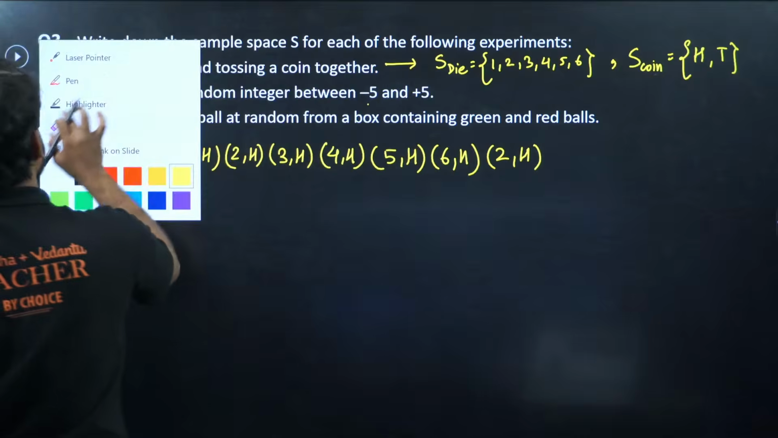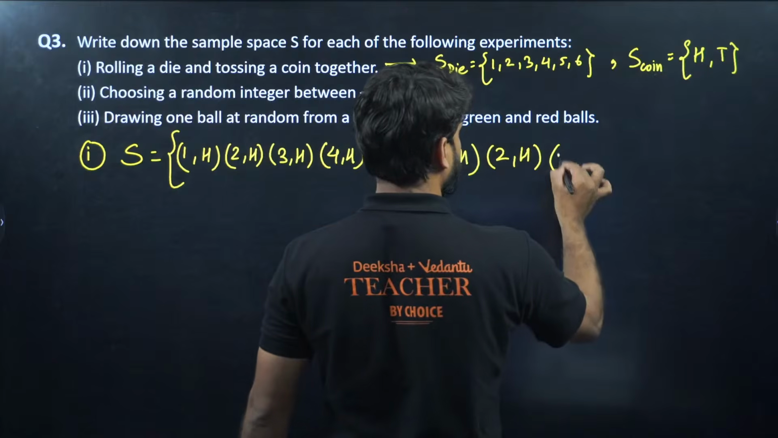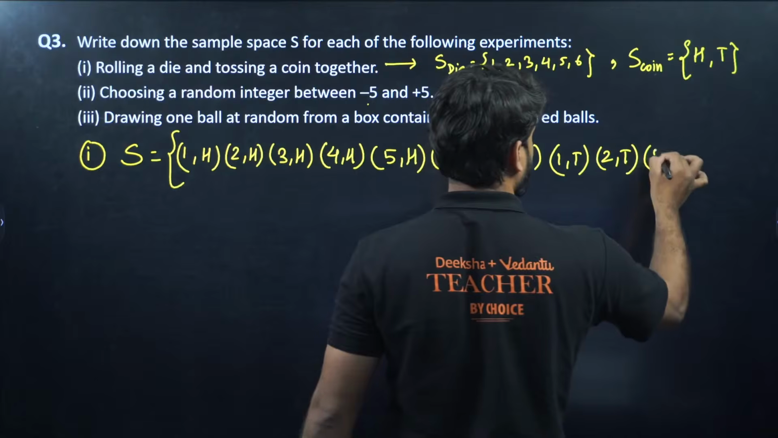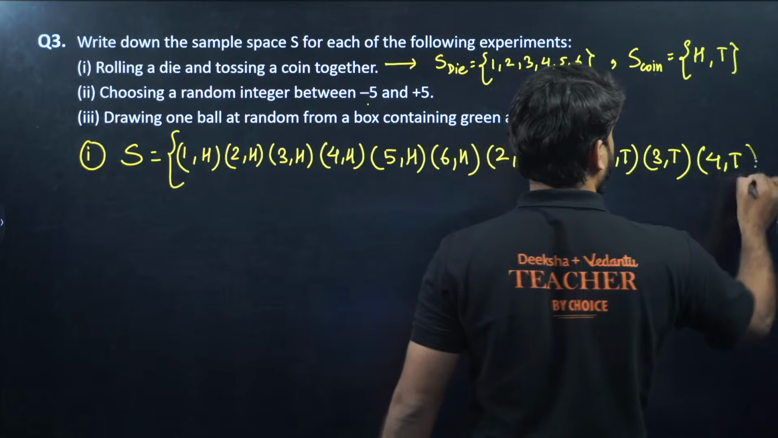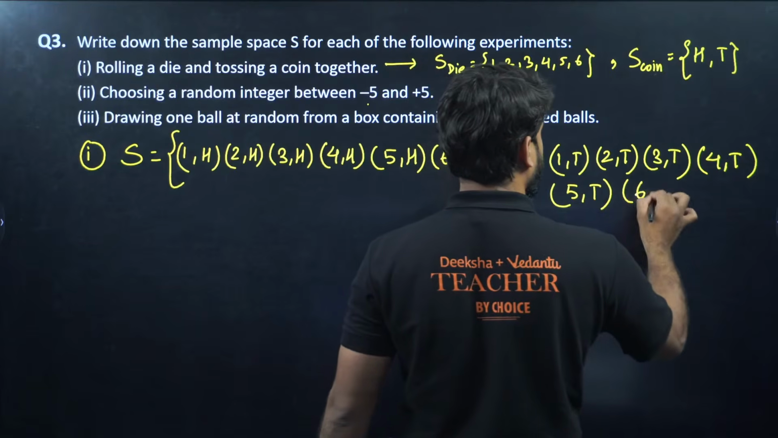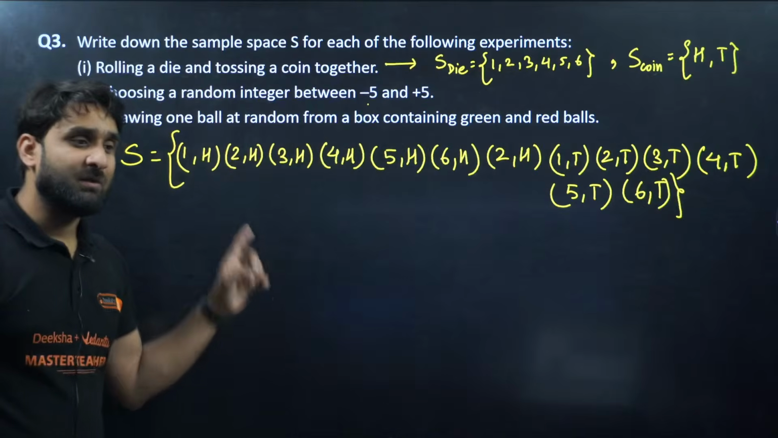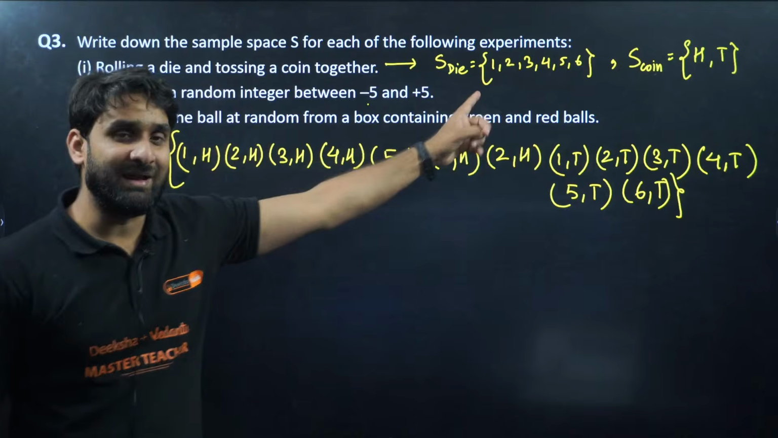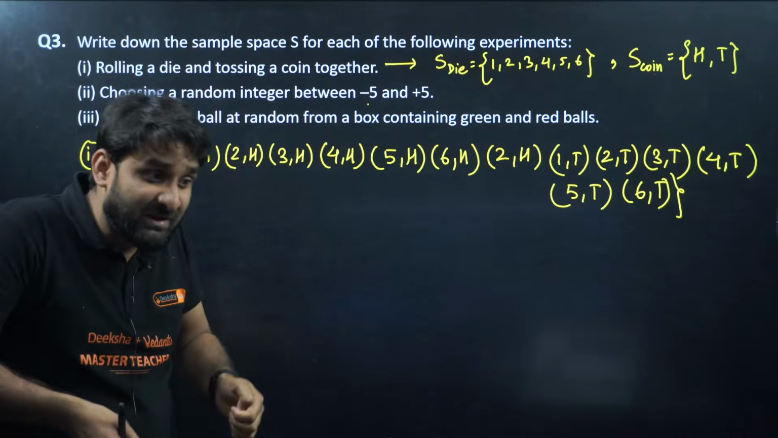Now for tail: 1 tail, 2 tail, 3 tail, 4 tail, 5 tail and 6 tail. So these are the possibilities when both the activities are going on all together. Someone is throwing a die and someone is throwing a coin, and both experiments are going together.